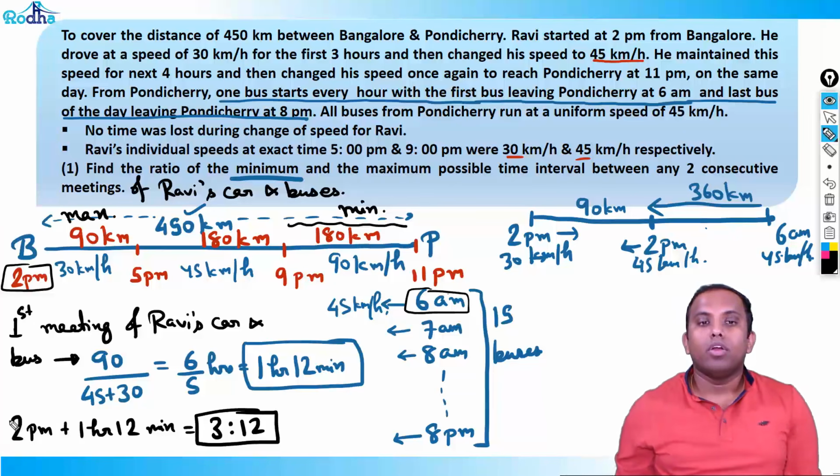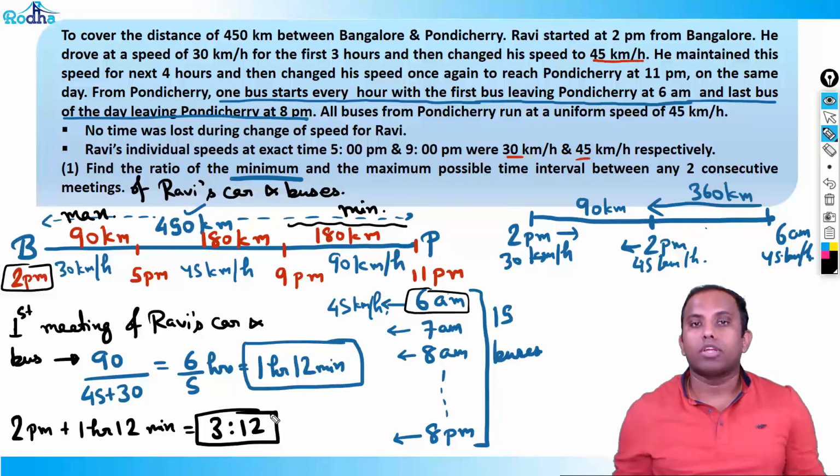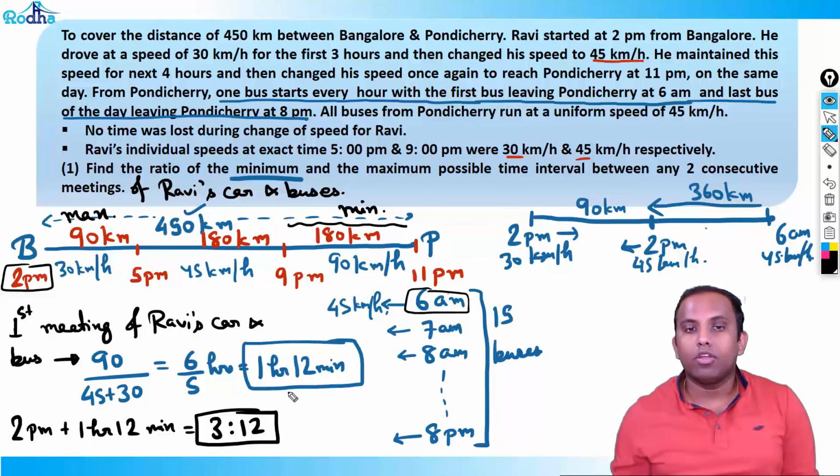Now I just have to calculate the next meeting point and my question will be solved completely, right? No more calculation after that. I just need to solve what the next meeting point is.